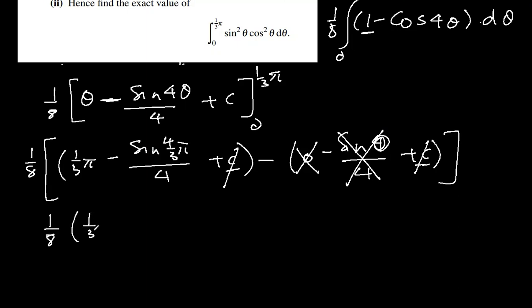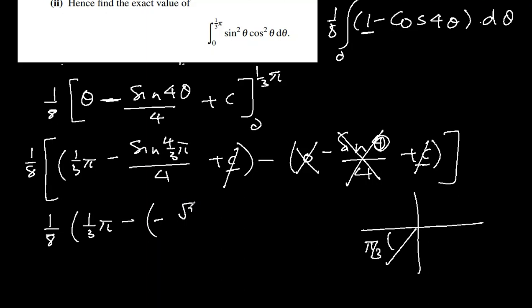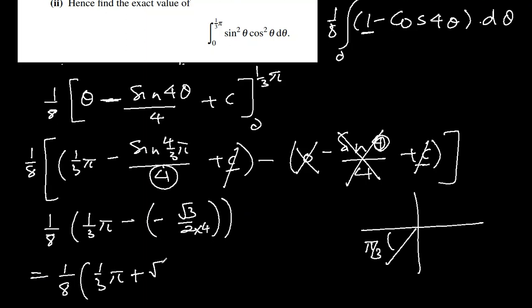1 over 8, 1 over 3 pi minus sine 4 over 3 pi. It will be here, pi by 3. So in this quadrant, sine is negative. We'll get a negative, and pi by 3 is square root 3 over 2. And we have a denominator 4, so we'll divide this by 4, close and close. So final answer will be 1 over 8, 1 over 3 pi plus square root 3 over 8. This is the exact value. They said exact value. We got exact value.